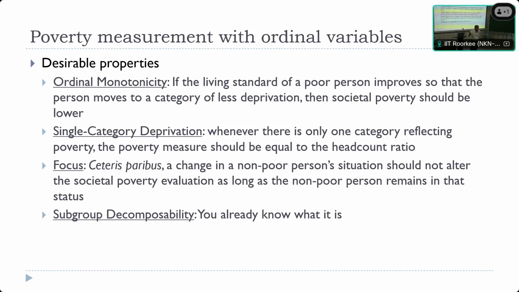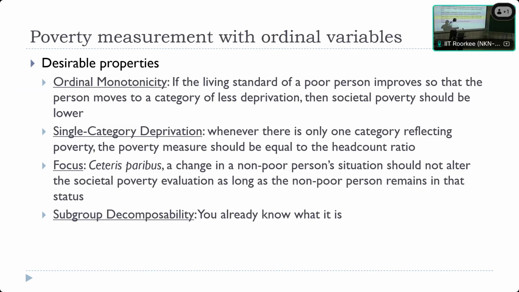In the ordinal world, you can only jump categories. If your situation improves, that means you move from one category to the other, right? So in case of ordinal monotonicity, it says if the living standard of a poor person improves, so that the person moves to a category of less deprivation, that means a poor person is moving from a poorer category to a less poor category, if that happens, poverty should fall.